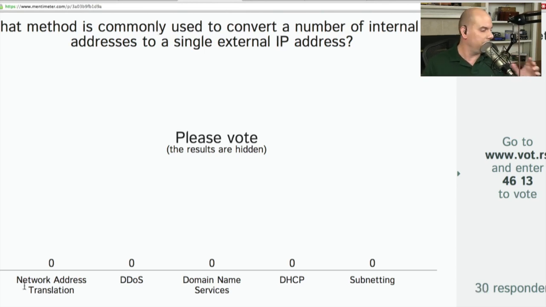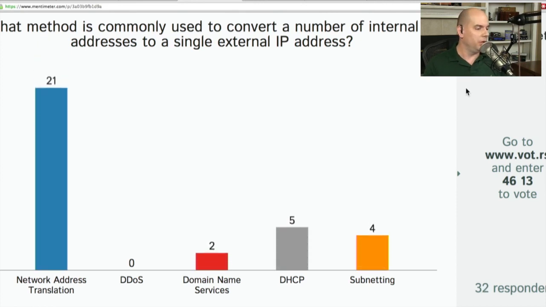We've got 29 respondents. Let's see what the answers are. 21 of you said network address translation. 2 of you said domain name services. 5 of you said DHCP because it's a bunch of letters and it sounds good. And 4 of you said subnetting. Well, as you can see, a lot more of you said network address translation. That's exactly what this is. We're translating one address to another. Generically, that's what network address translation does.